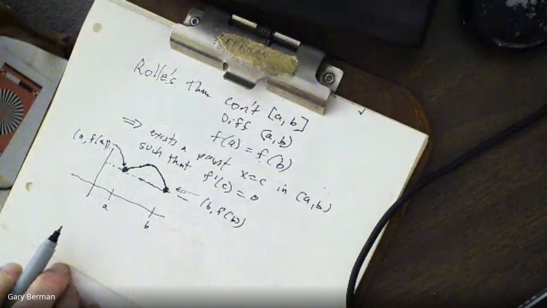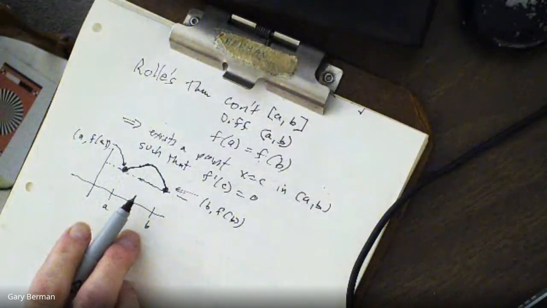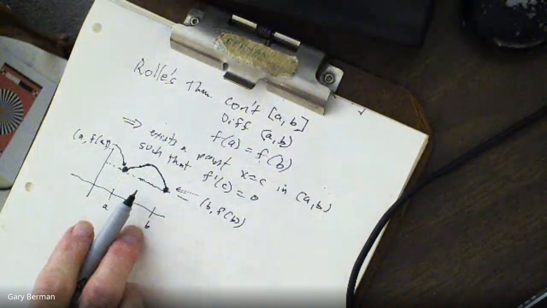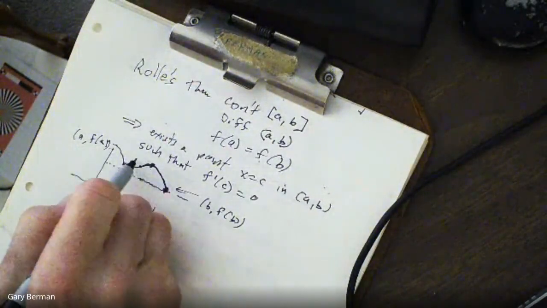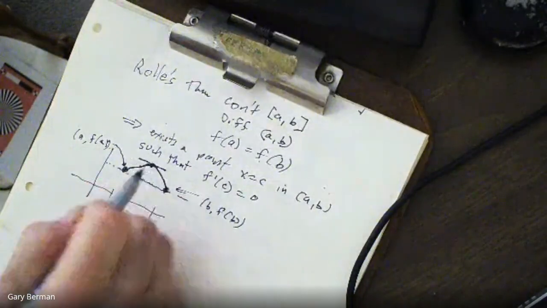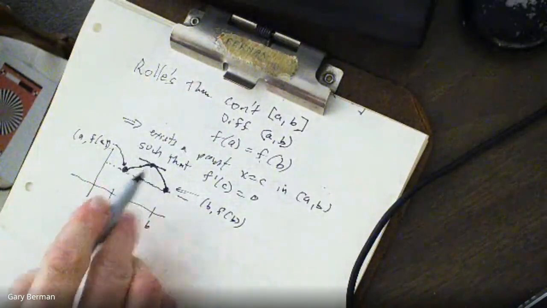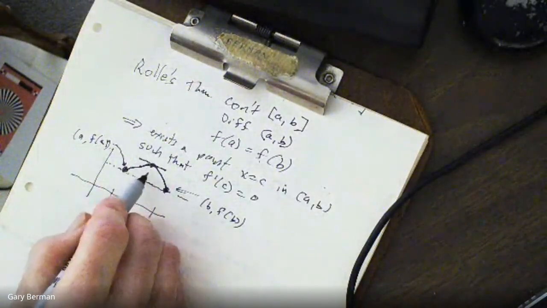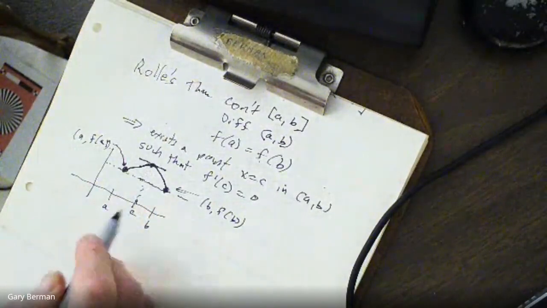Okay. And since the function is continuous and differentiable, we know that turning point cannot be a cusp or a right angle or anything screwy like that. It's got to be a nice smooth turning point. So right here at this turning point, the tangent line is horizontal. And that means that for this x value at this point, the derivative is going to be 0.